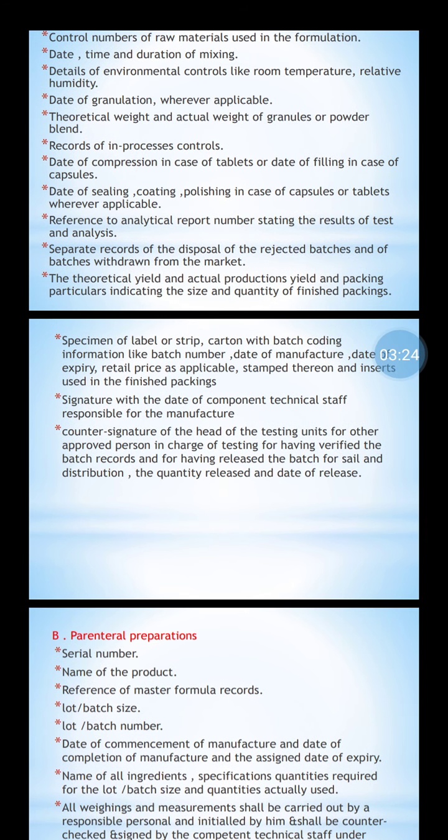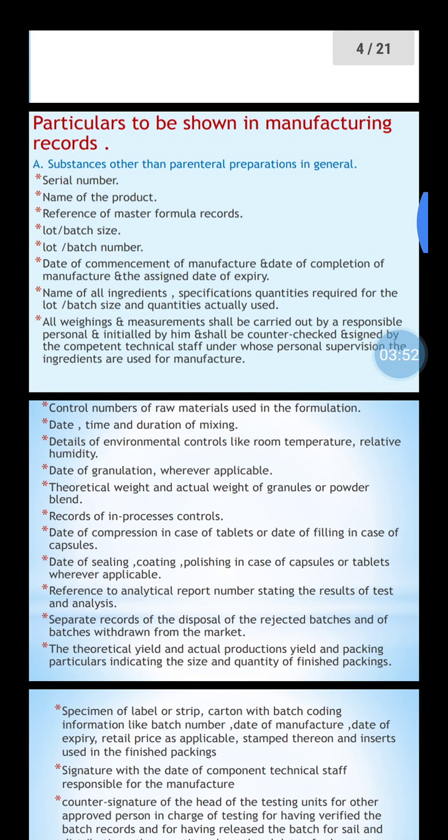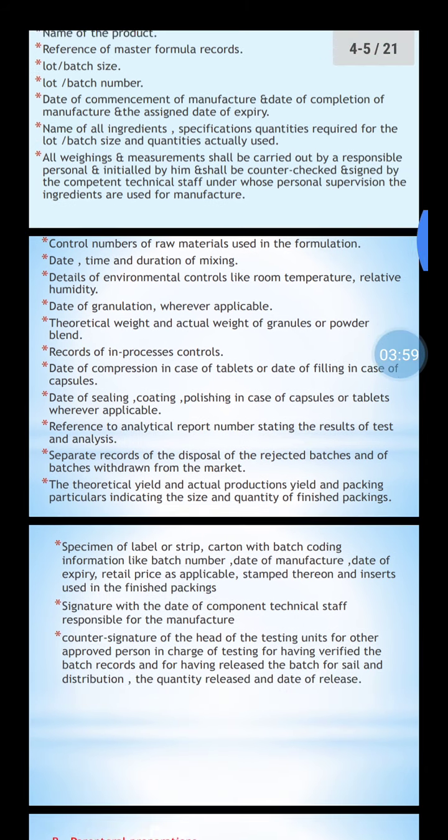Signature with the date of the compounder and technical staff responsible for the manufacturing. Countersignature of the head of the testing unit or other approved person in charge of testing for having verified the batch records, and for the release of the batch for sale and distribution, the quantity released and date of release. These are the general requirements for particulars to be shown in manufacturing records of substances other than parenteral preparations.